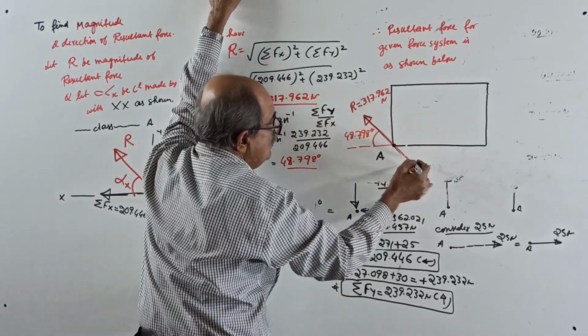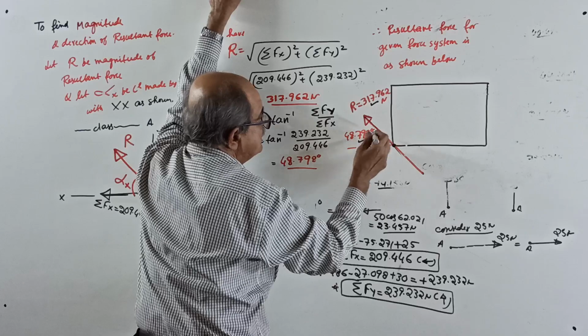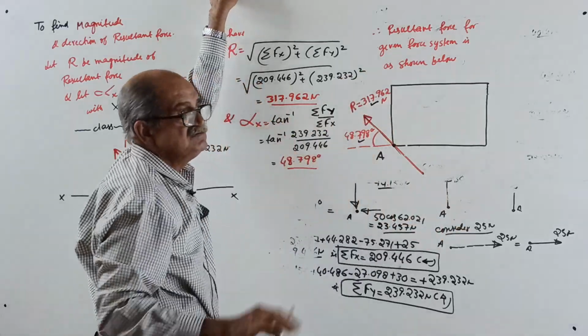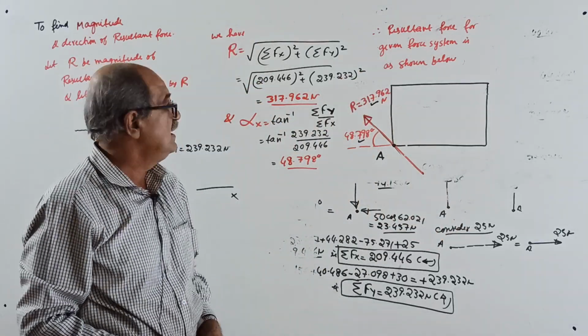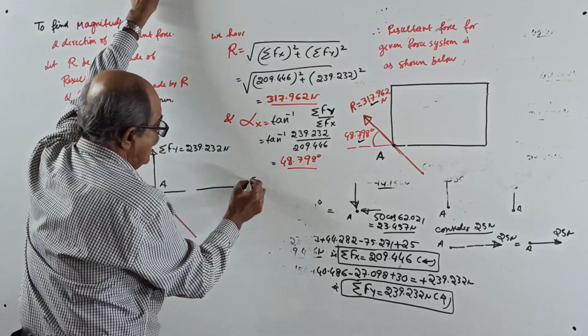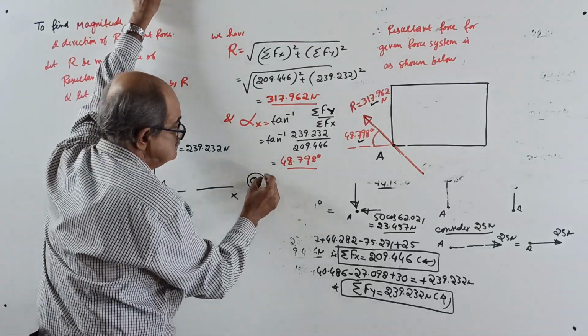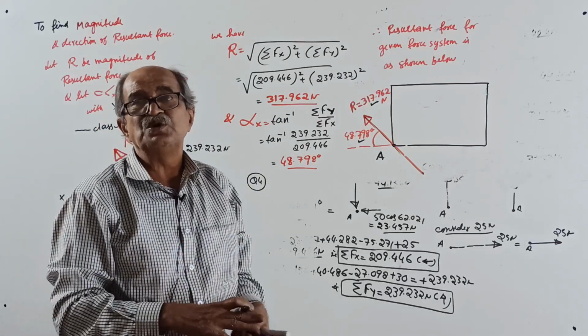So the resultant will also pass through the same point. Magnitude, direction, and line of action are defined. This is question number 3. Now I will do one thing: today only I will do question number 4, the last question in the class.